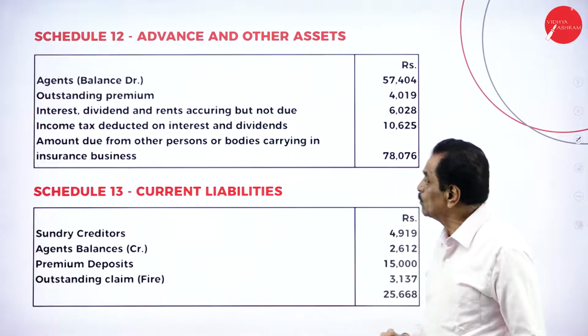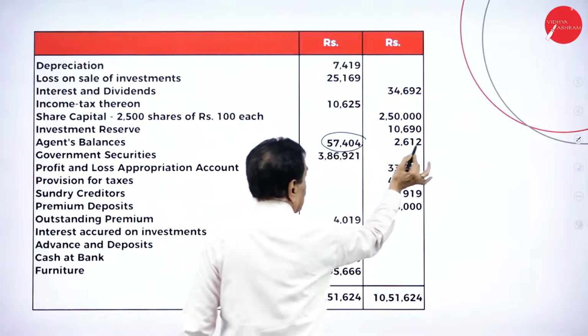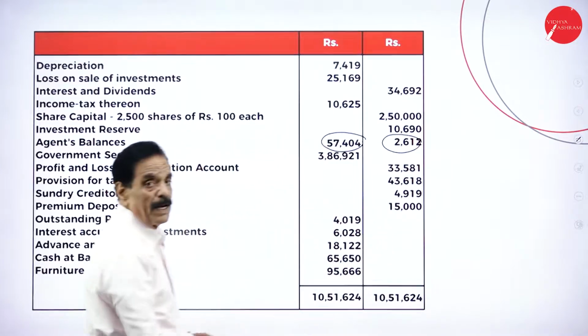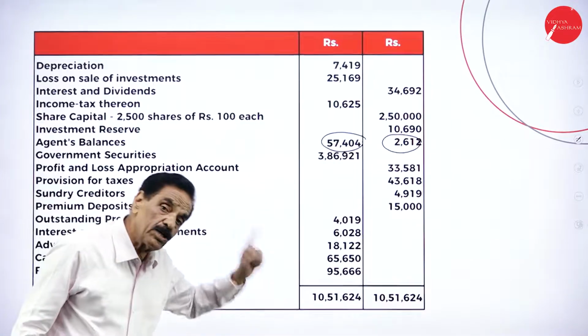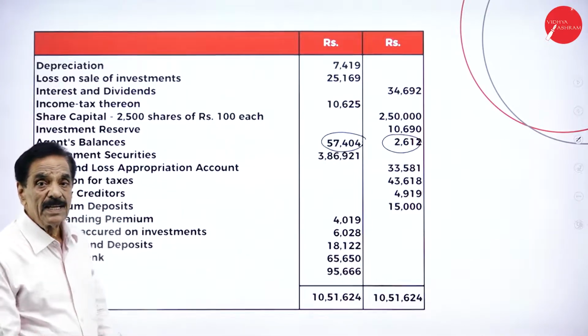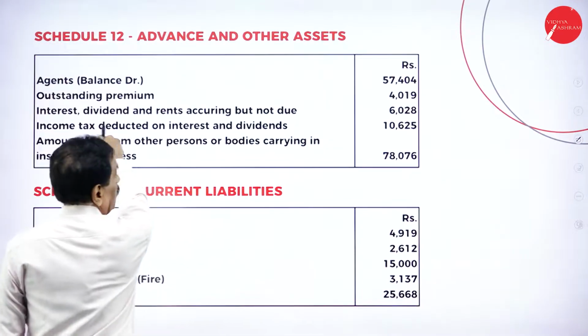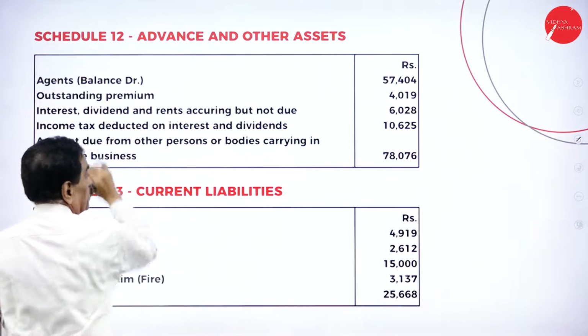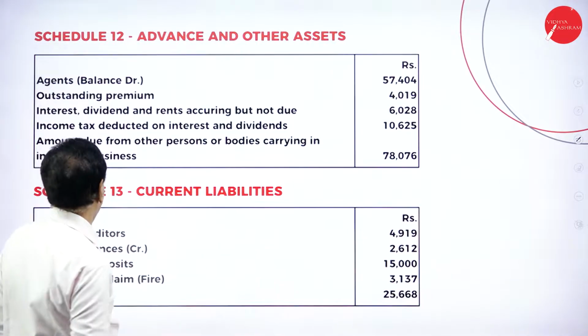Agent balance, this should be remembered. Here, agent: debit side asset, credit side liability. Agent balance, debit side asset, credit side liability. I already told, debit side shows the asset, credit side shows the liability. Cash at bank, agent balance 57,000, outstanding premium, that is from the trial balance, directly it will come on the asset side of the balance sheet.